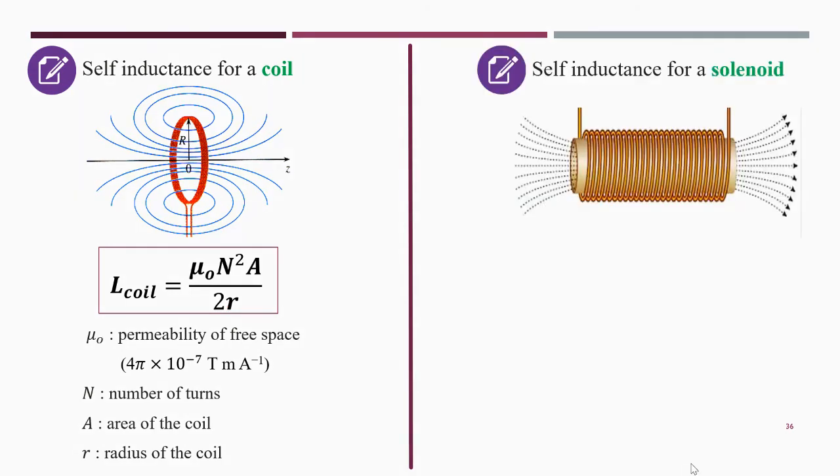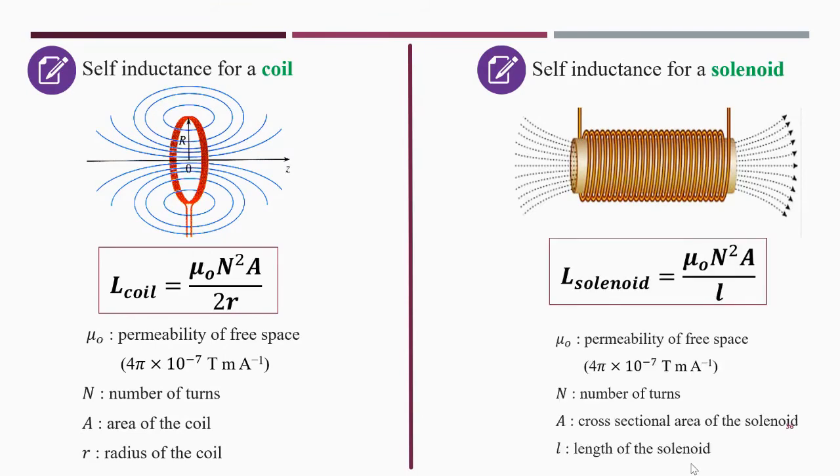The self-inductance for a solenoid is given as mu naught, where mu naught is the permeability of free space, 4 pi times 10 power negative 7, times n squared, where n is the number of turns, times A, where A is the cross-sectional area of the solenoid, divided by the length of the solenoid.